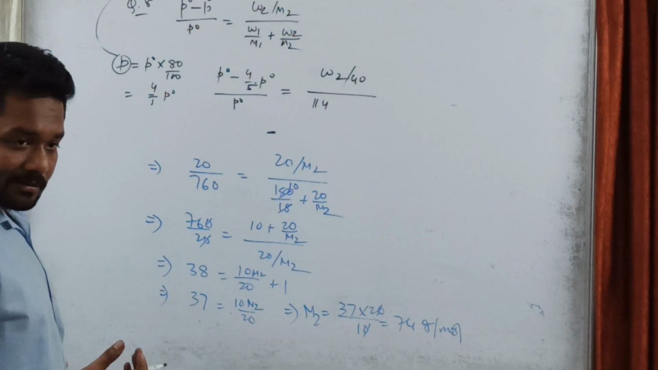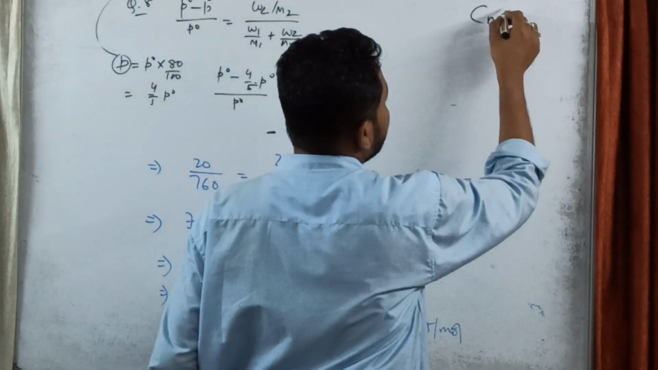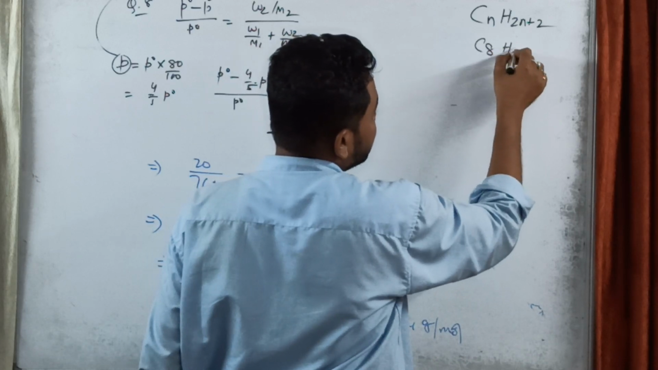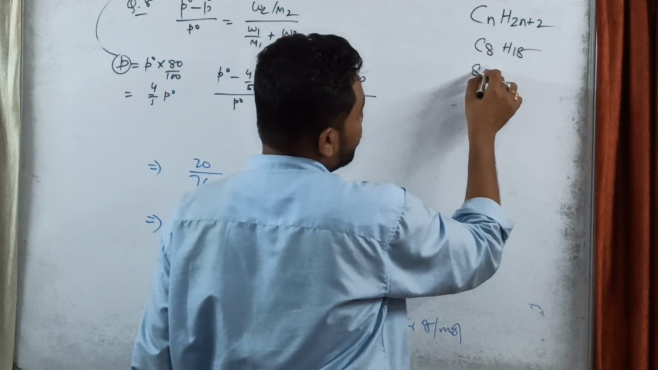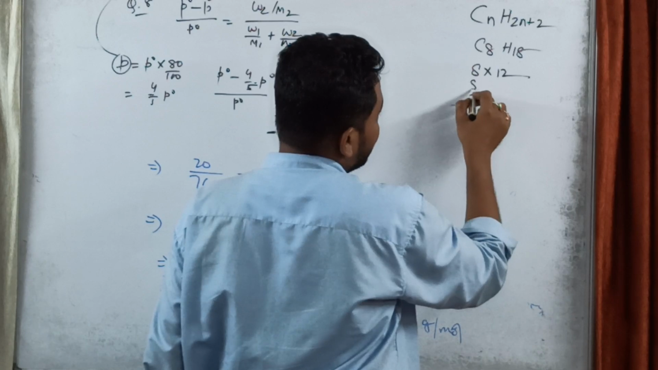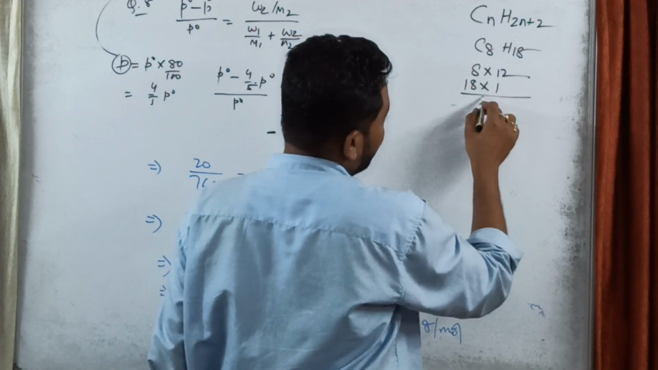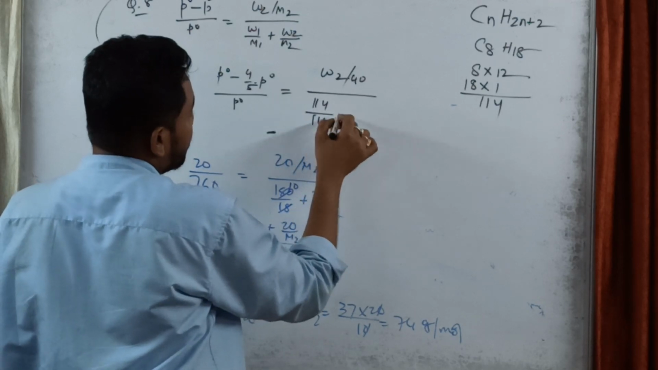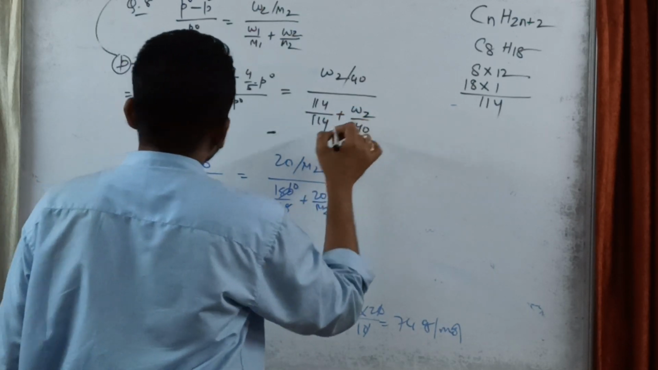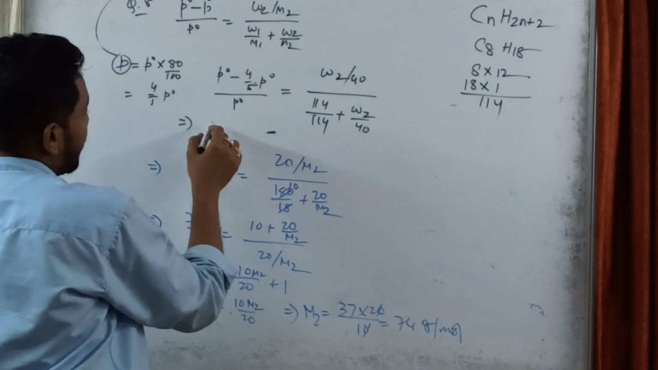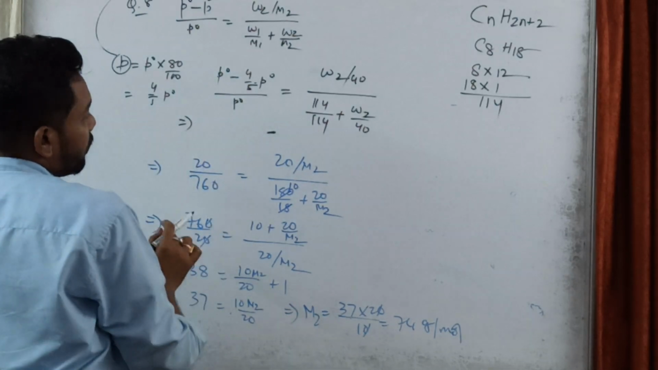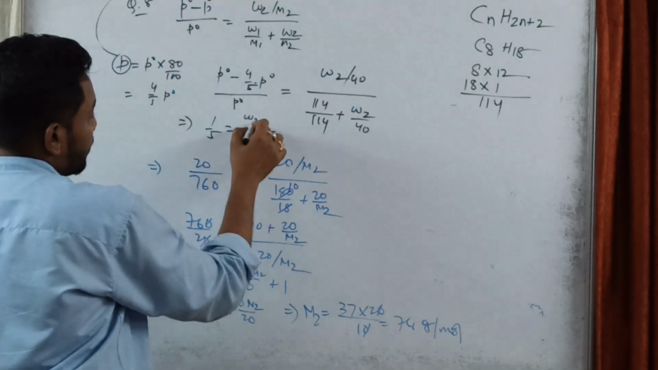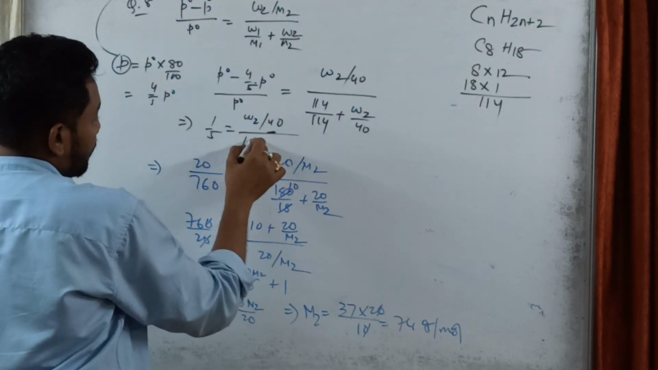Octane is an example of alkane, and the alkane formula you know is CnH2n plus 2. So octane means n value is 8, so that should be C8H18. That means 8 into 12 and 18 into 1, that means it will be 114 again. So 114 by 114 plus W2 by 40. So this value is coming out to be 1 minus 4 by 5 means 1 by 5. So P0 cancel each other. So that is 1 by 5, W2 by 40 divided by 1 plus W2 by 40.